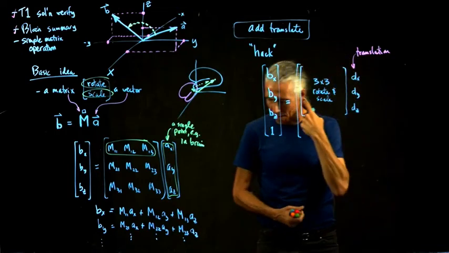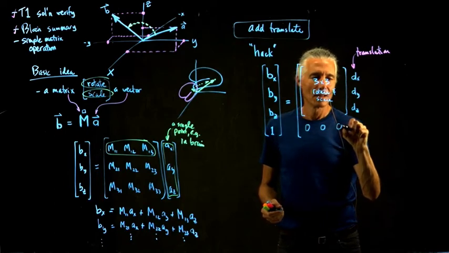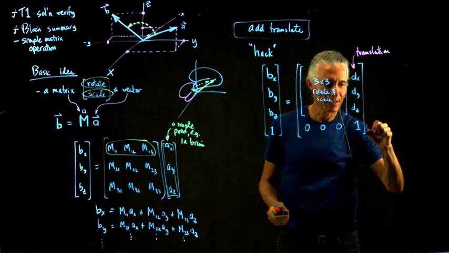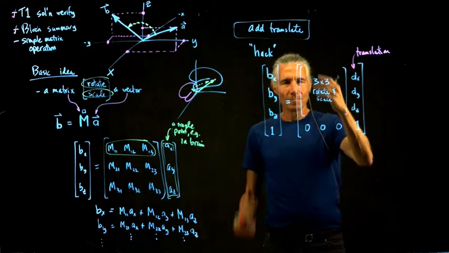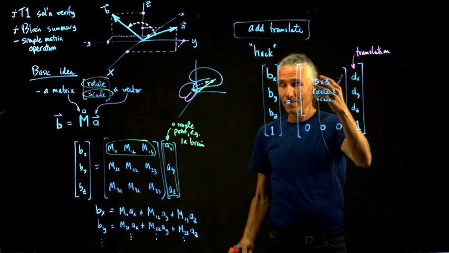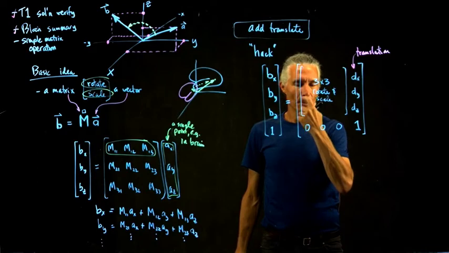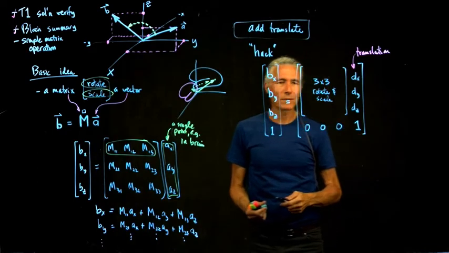And then there's zeros down here, and there's a 1 down here. Okay, so that's a matrix. That's a 4x4 matrix, or you could think of it as a 3x4 matrix, because this row is always going to be 0, 0, 0, 1. But how does that work?